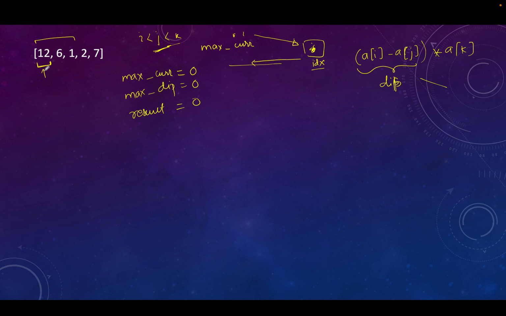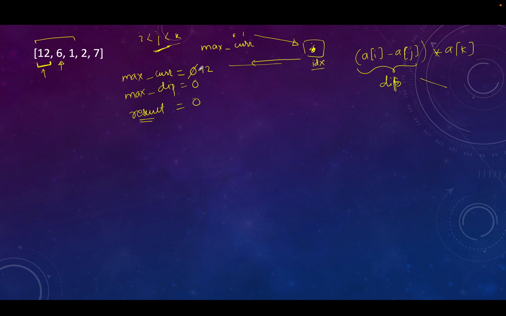So if we are here, we are not interested in the result yet, because we will be interested only after the third index. So here, is it greater than 0? Yes. So let's change current maximum to 12. Max dip, we are not yet interested, so it will be 0 here. So 12, 0, 0.